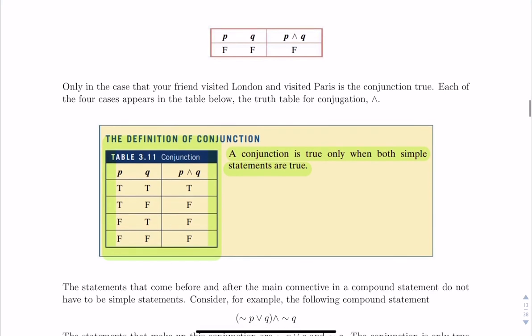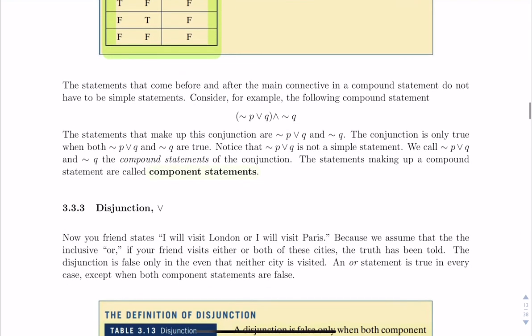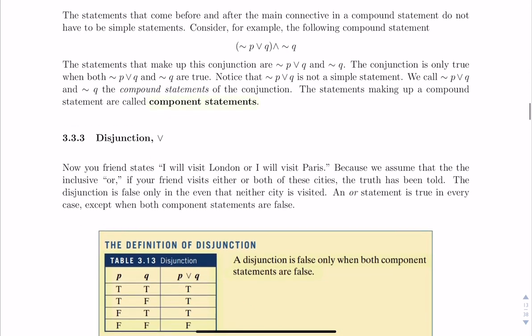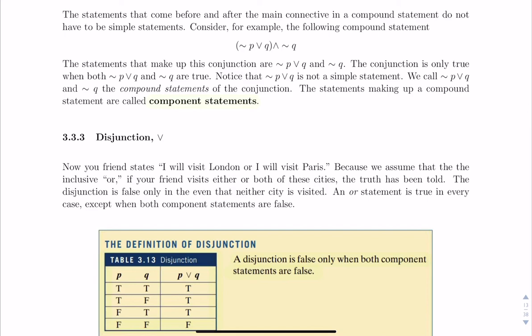The statements that come before and after the main connective in a compound statement do not have to be simple statements. So consider, for example, the following compound statement: not P or Q, and not Q. The statements that make up this conjunction are not P or Q, and not Q. The conjunction is only true when both not P or Q and not Q are true. Notice that not P or Q is not a simple statement. We call this a compound statement of the conjunction. The statements making up a compound statement are called component statements.